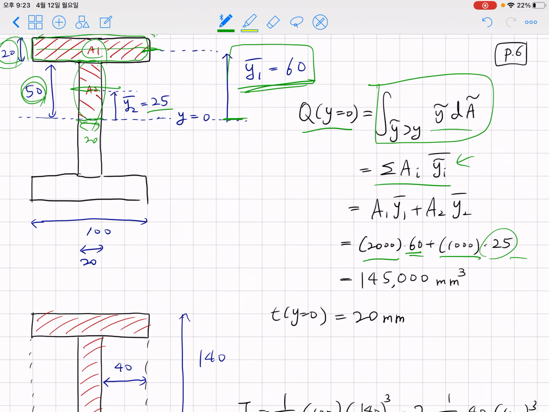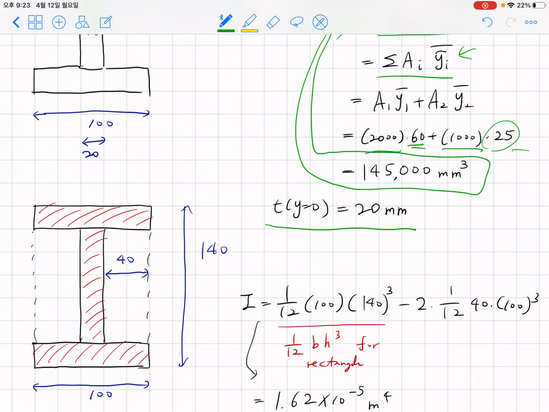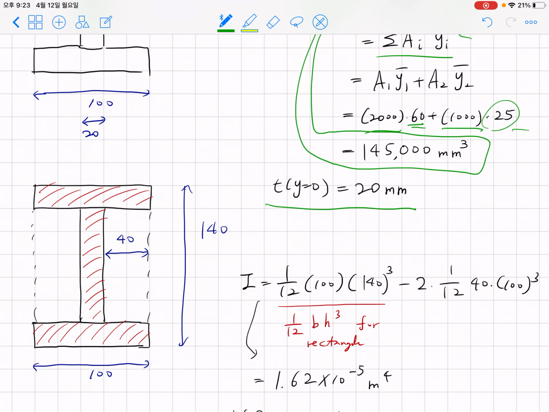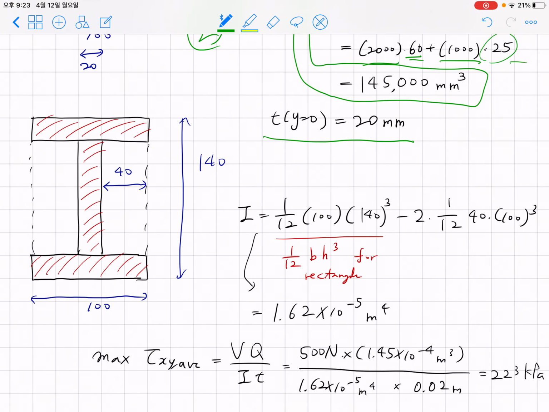So you plug in these numbers, and so that you can obtain Q at y equals 0 position, and T at y equals 0 position is 20 millimeter. So you obtained Q and T. Now it's time to obtain I. So when obtaining I, in previous chapter I introduced to you the usage of parallel axis theorem, but instead of parallel axis theorem, we can do this approach.